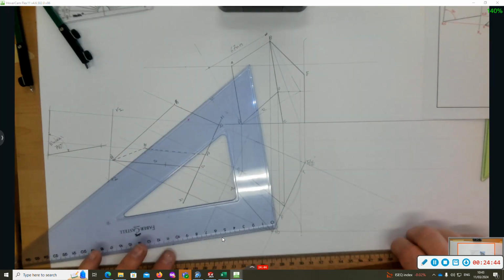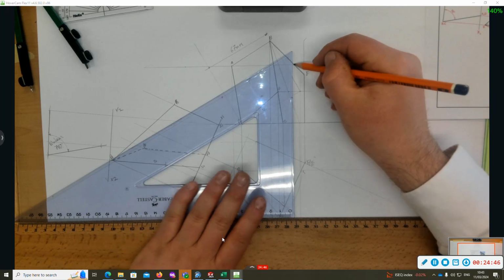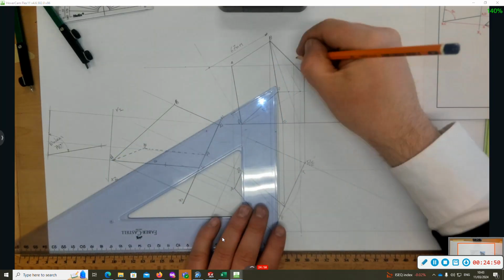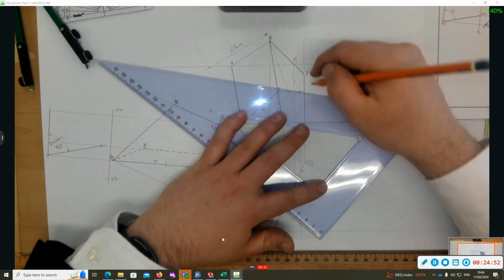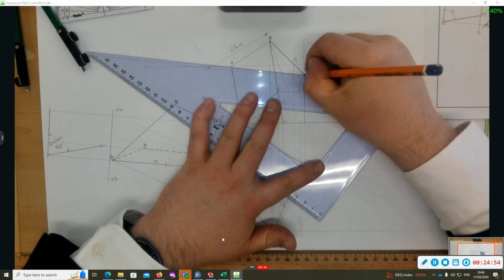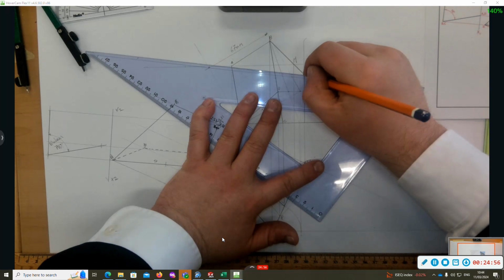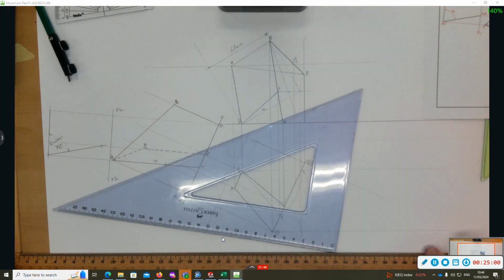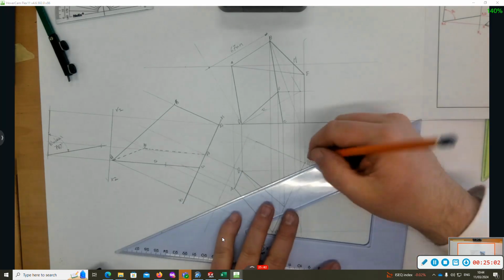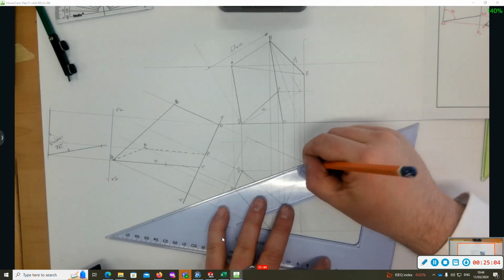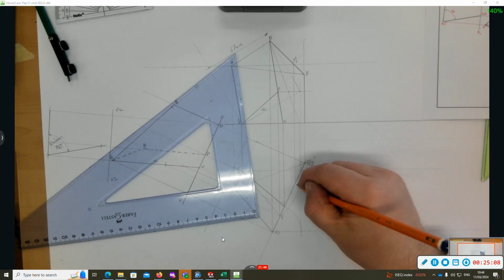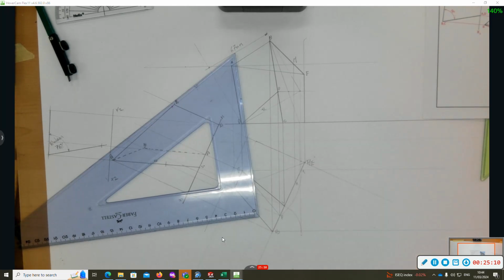I happen already to have a horizontal line drawn through A, so I'm going to drop that down. I'll call that M. I'm going to join A to F. I don't actually need to, but I want to do it to help understanding. So I'm going to join A to F in plan. Okay, now here's M in plan.